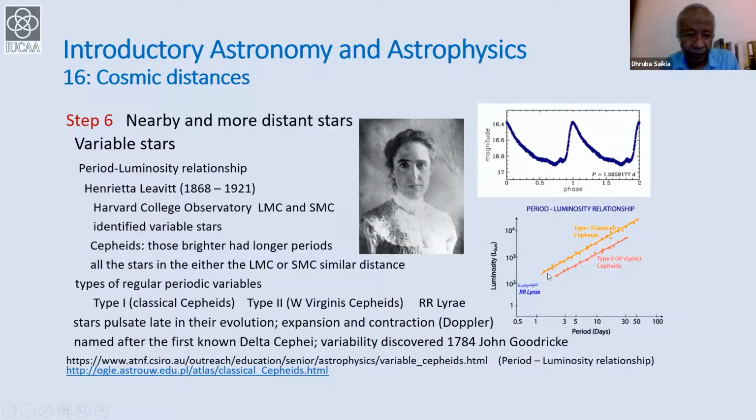Now you can see that there are two types of Cepheids which are mentioned over here. Type 1 are the classical Cepheids. Type 2 are what are known as the W Virginis type or type 2 Cepheids. And there is another kind of star over here which is also variable, called the RR Lyrae stars. The Cepheids were named after the first known object in this class called Delta Cephei. Delta Cephei is in the constellation Cepheus. And astronomers have not had a very homogeneous or standard way of putting names. So you'll find a variety of different ways that stars have been named.